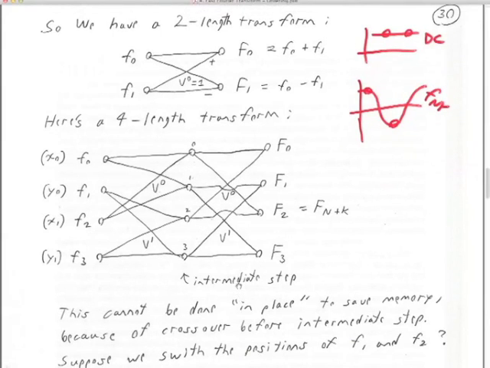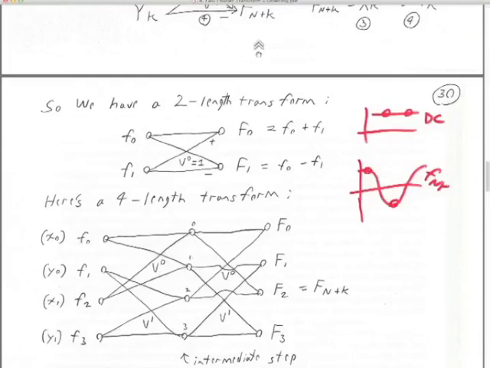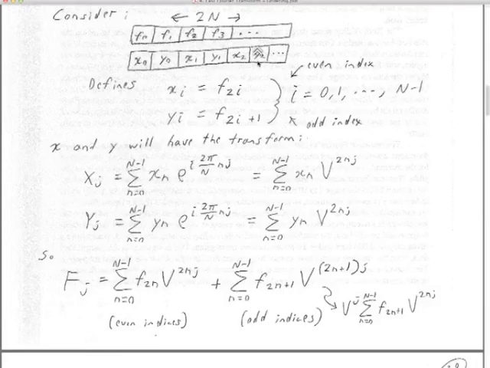Okay, so where do we start? We're going to build up to a 2^n length transform, and the question is what we start with. What if we start with a time series of length 1? What's the Fourier transform of a time series that has exactly 1 sample in time?